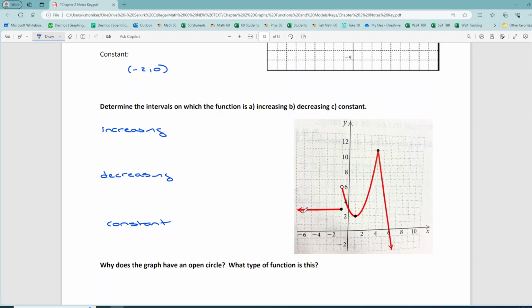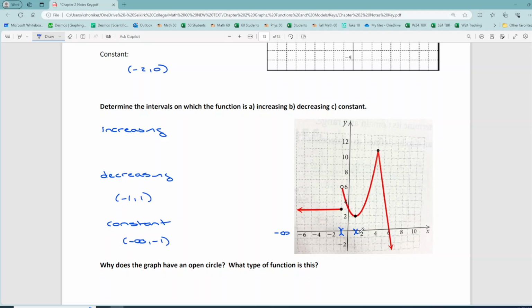Okay, so let's look at this part first. From -infinity, so way over here, to this point here at -1, what are the y values doing? Well, they're constant. So we're going to say from -infinity to -1, the y values are constant. And then in the next section, we've got from -1 to 1 here. What are the y values doing? Well, they're decreasing. So -1 to 1, the y values are decreasing.